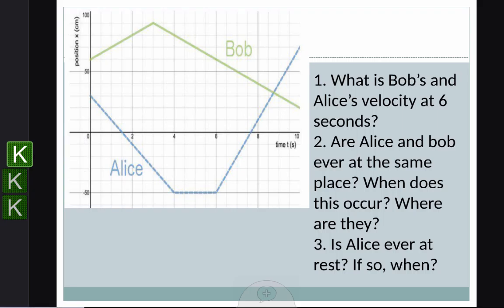So Bob's velocity at 5 seconds is -10 centimeters per second, and Alice's velocity is 0, because there is no slope at this part of the line.